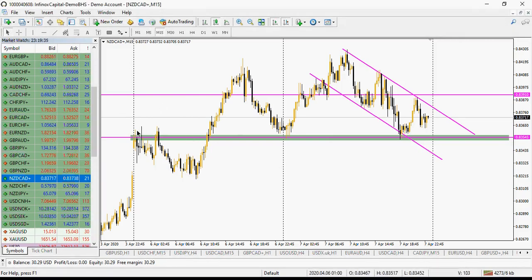Okay, all right. So you can see this area, there's a support area here. There's a support area here. So I can actually take my profit here, put my stop loss here.